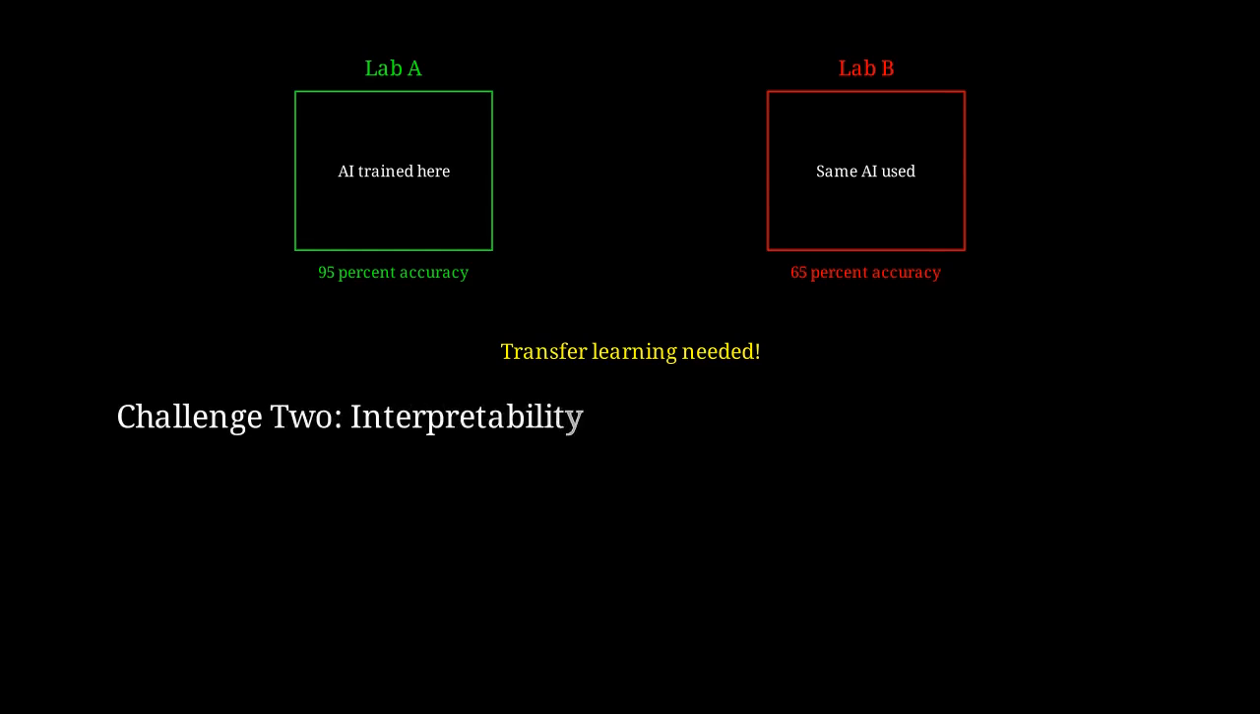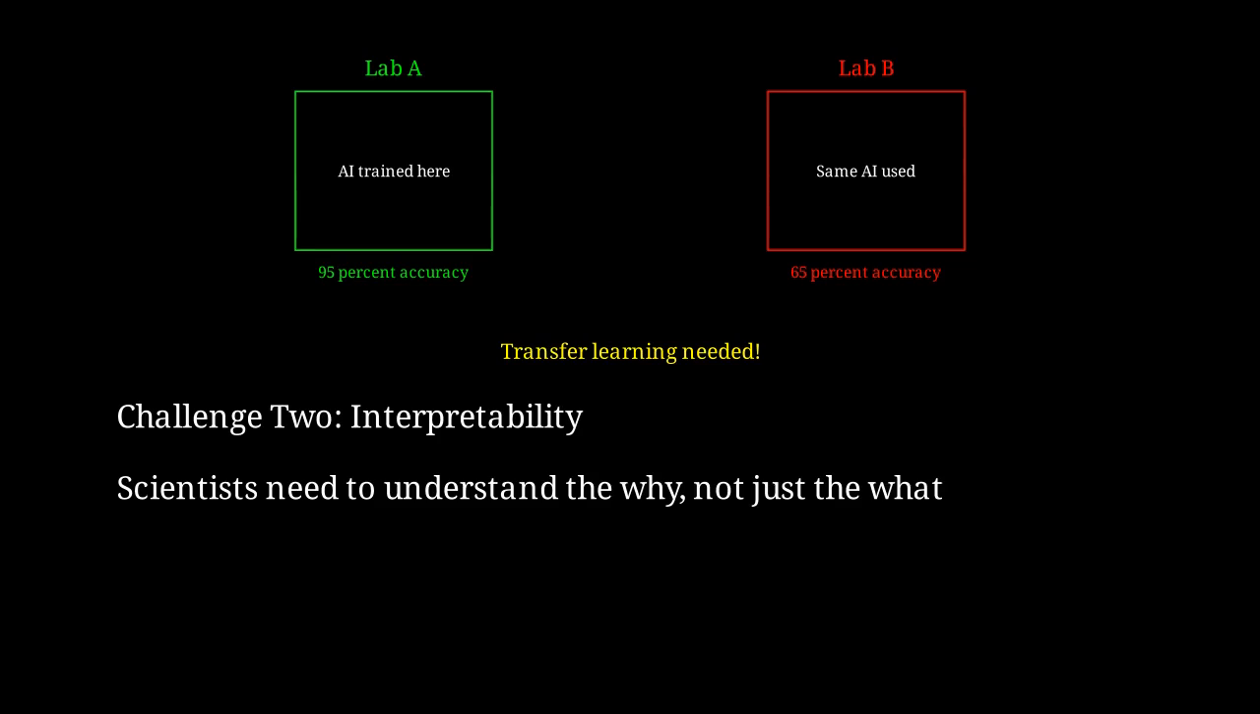Second is interpretability. Neural networks are often black boxes. They can predict outcomes accurately, but it's difficult to understand why they make certain predictions or what physical principles they've learned. For scientific research, understanding the underlying mechanisms is as important as making accurate predictions. We need explainable AI techniques that can provide insights into the physical processes.